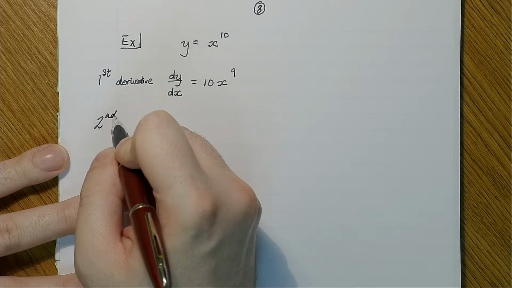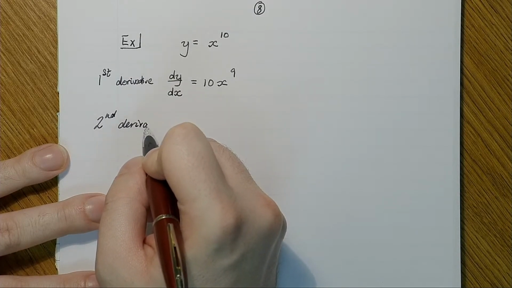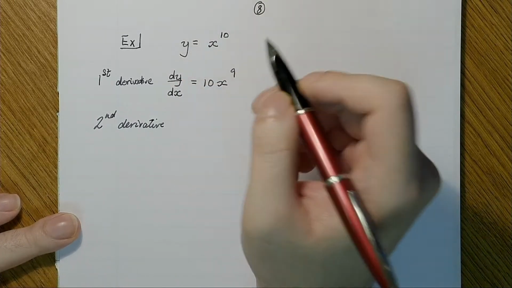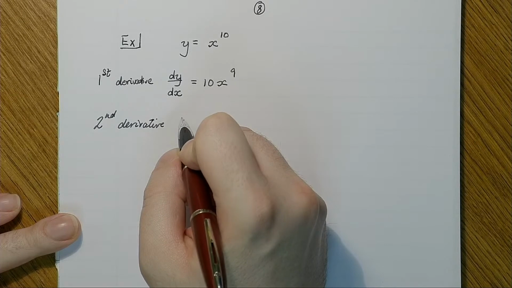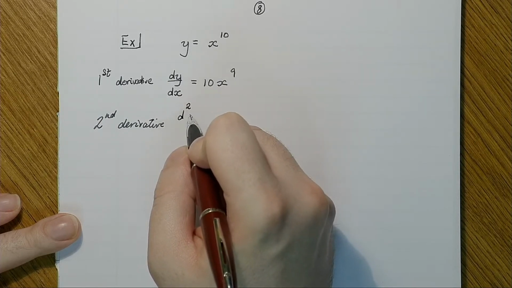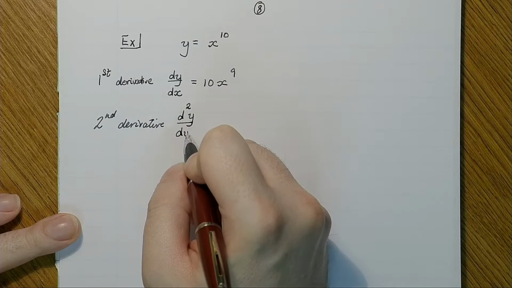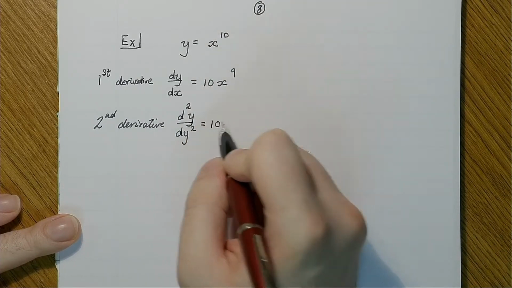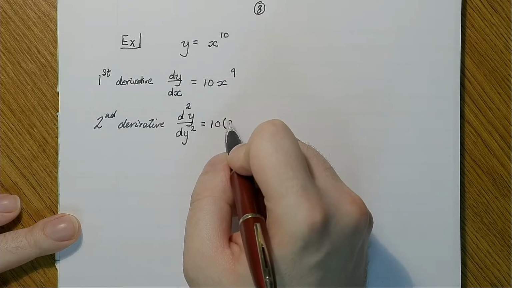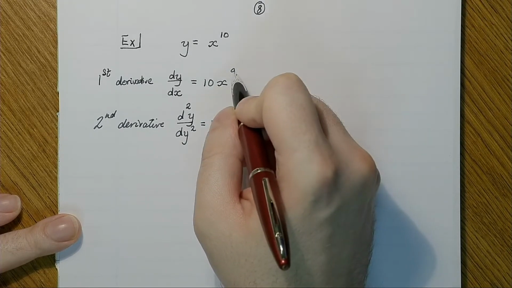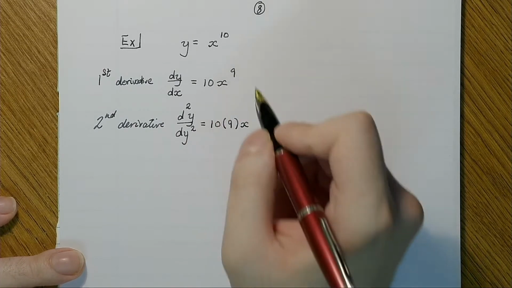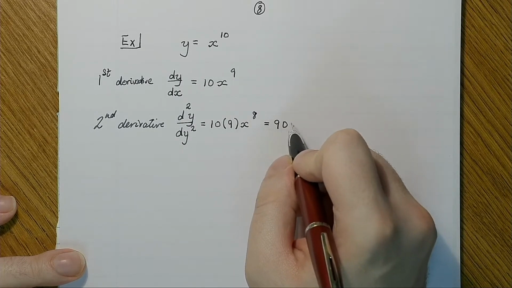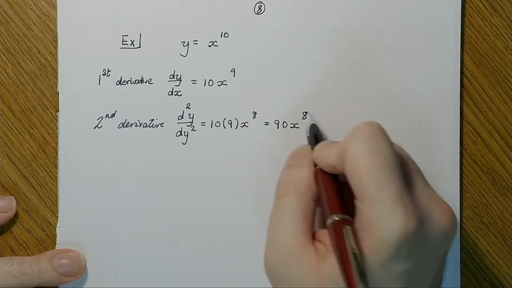If I did the second derivative, I don't do the derivative of this one, I do the derivative of this one. So the derivative of the second one, so it's d squared y by dx squared. So I don't touch that one. The 9 comes down in front, x, and the 9 drops down by 1. So we drop down a degree, so that becomes 8. So that becomes 90x to the 8.